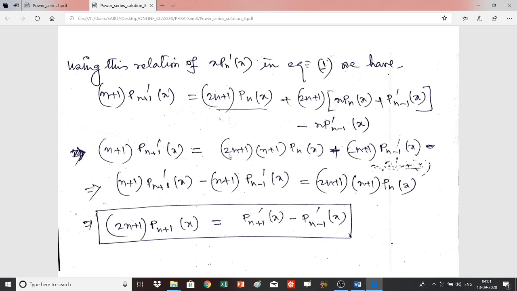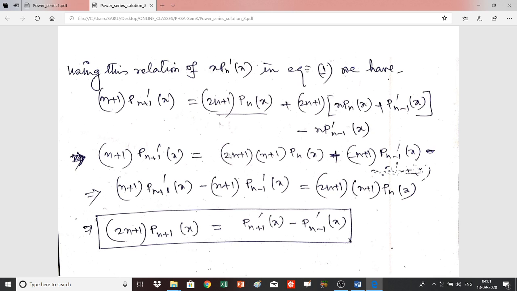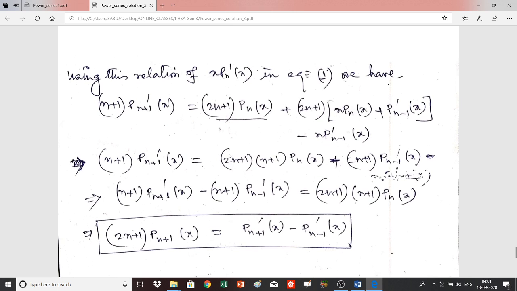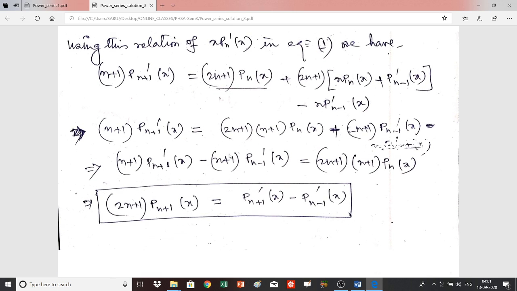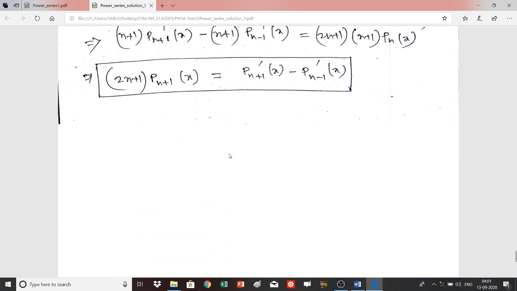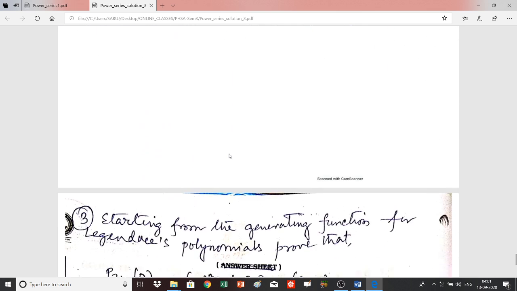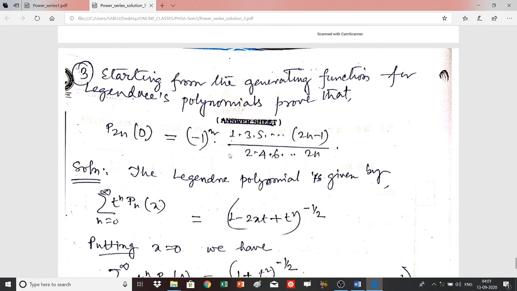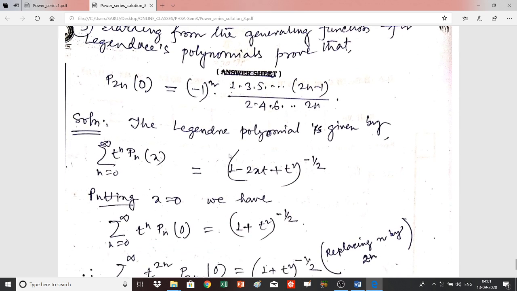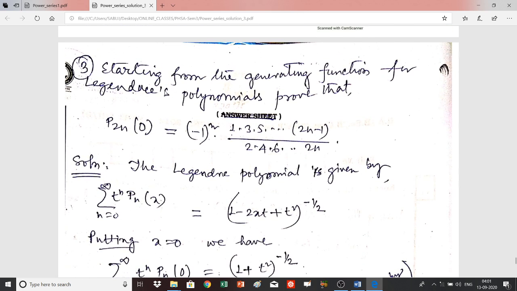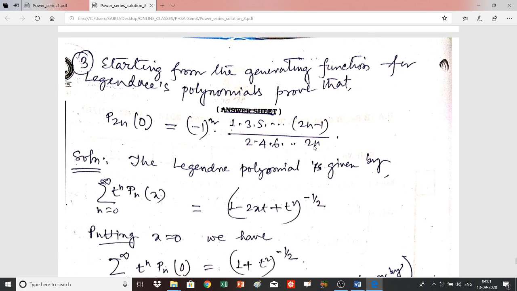I have said repeatedly that all the steps are derived here. Just practice it, and you will have no problem understanding this. Okay, and today the last one is a problem. We wish to solve it, and here it is written that starting from the generating function for Legendre polynomials, prove that P2n of 0 is equal to minus 1 to the power n into 1, 3, 5, up to 2n minus 1, over 2, 4, 6, up to 2n. We have to prove it.